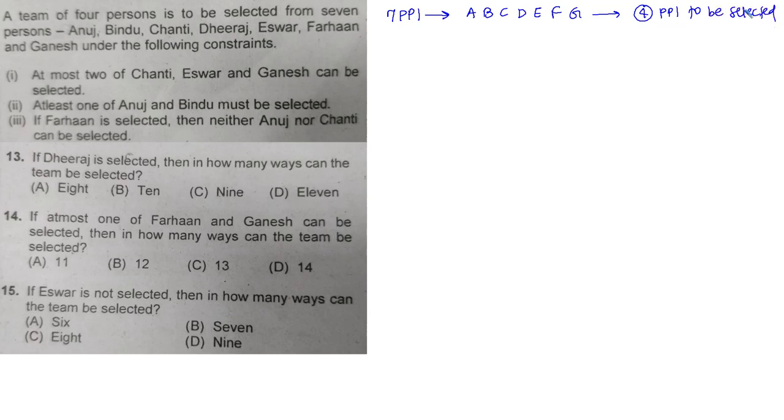The conditions are, the first condition, look here. At most 2 among C, E and G can be selected. So out of C, E and G we can select 0 of them, we can select 1 of them, we can select 2 of them, but we cannot select all 3 of them. Second condition says that at least one of A and B must be selected. Means among A and B, one of them must be selected or both of them must be selected.